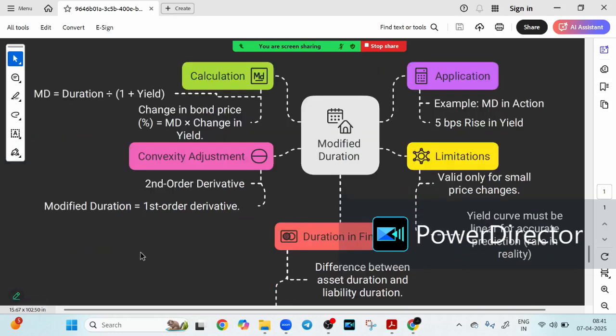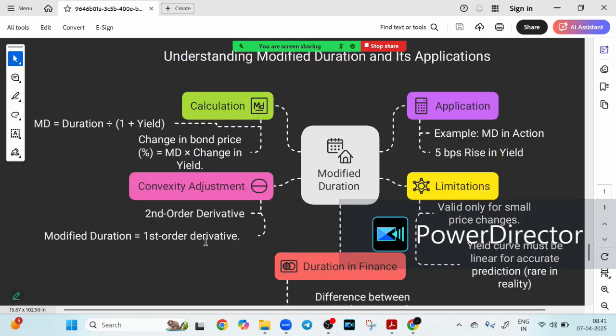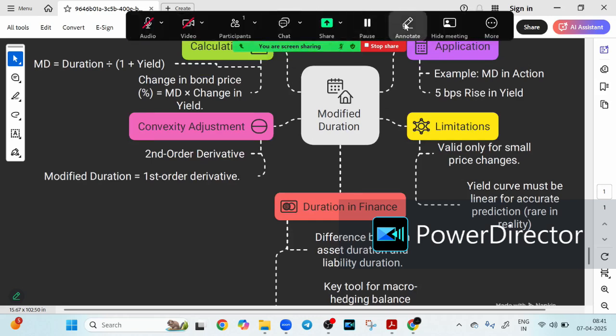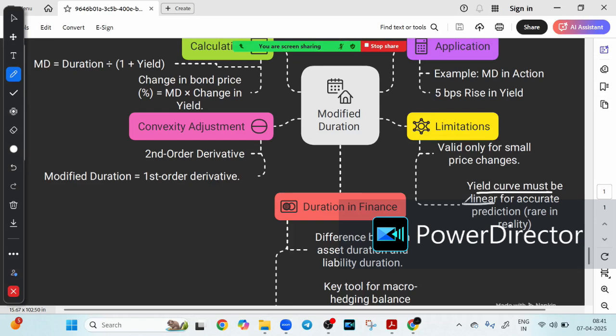Now the second thing we have to study is the application. So let's say interest rates rise by just 5 basis points. You can use modified duration to quickly estimate the bond price drop, because if interest rates increase, bond price will drop. You know it very well. So using modified duration, you can know how much bond price will drop if interest rates rise by 5 bps, right? So no need for a complex spreadsheet, but there is a limitation also. That it works accurately for a small change in the rate. Why? Because it assumes that the yield curve is linear. Yes, this is the assumption that it makes, that the yield curve is linear, which is rarely true in the real world. For bigger swings, you need convexity also, right?